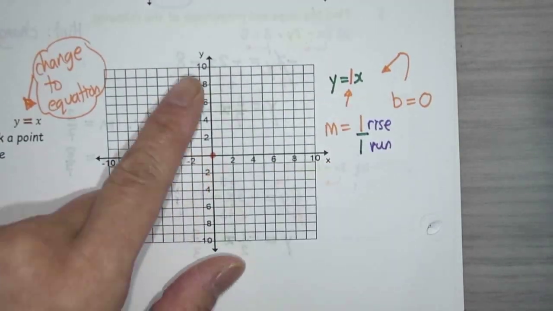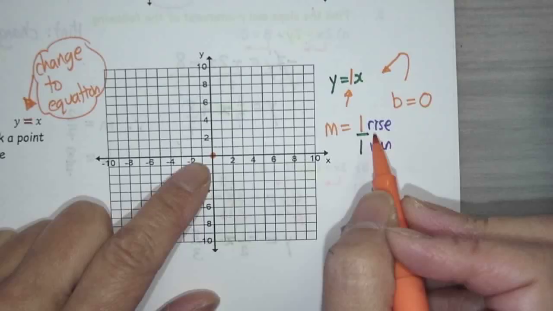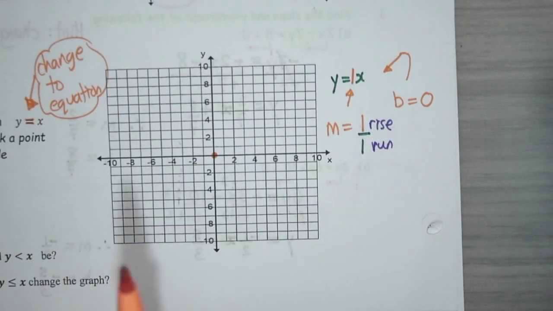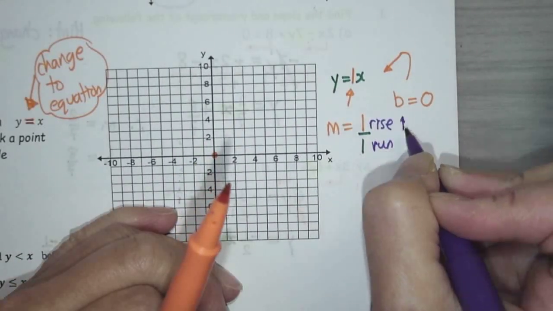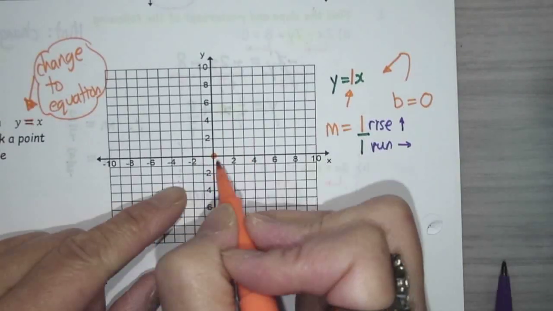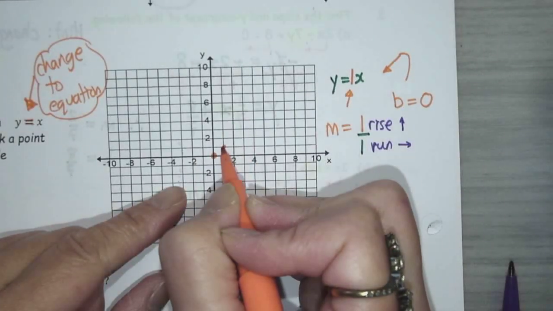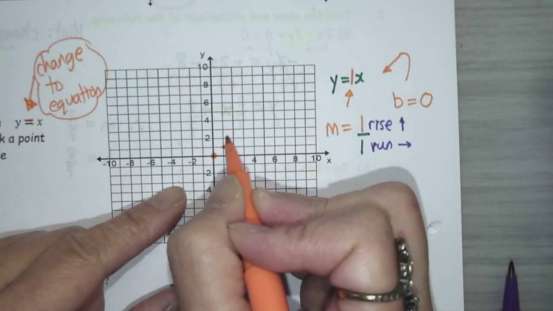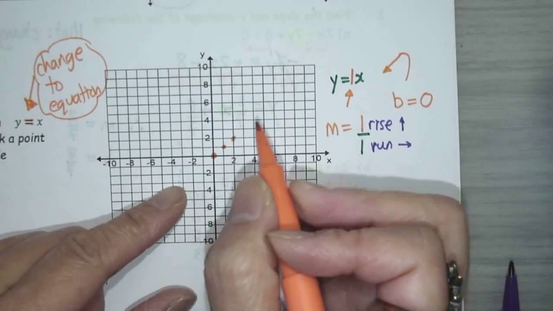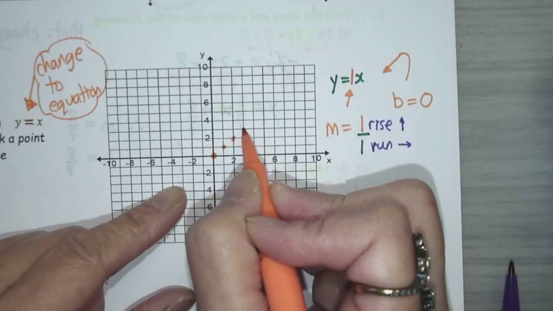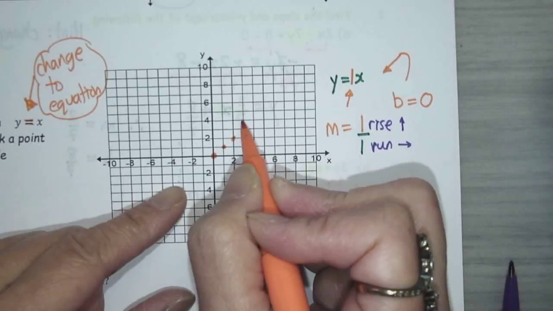The y-intercept is at 0, 0. It's a rise of 1, run of 1. So that goes up 1, right 1. From this point, up 1, right 1. From this point, up 1, right 1. From that point, up 1, right 1. From that point, up 1, right 1.